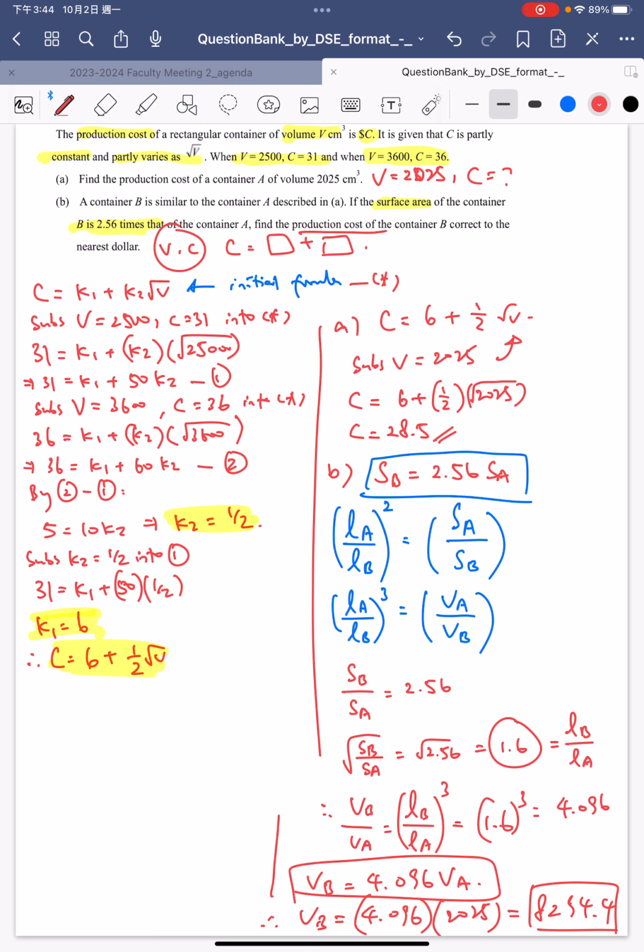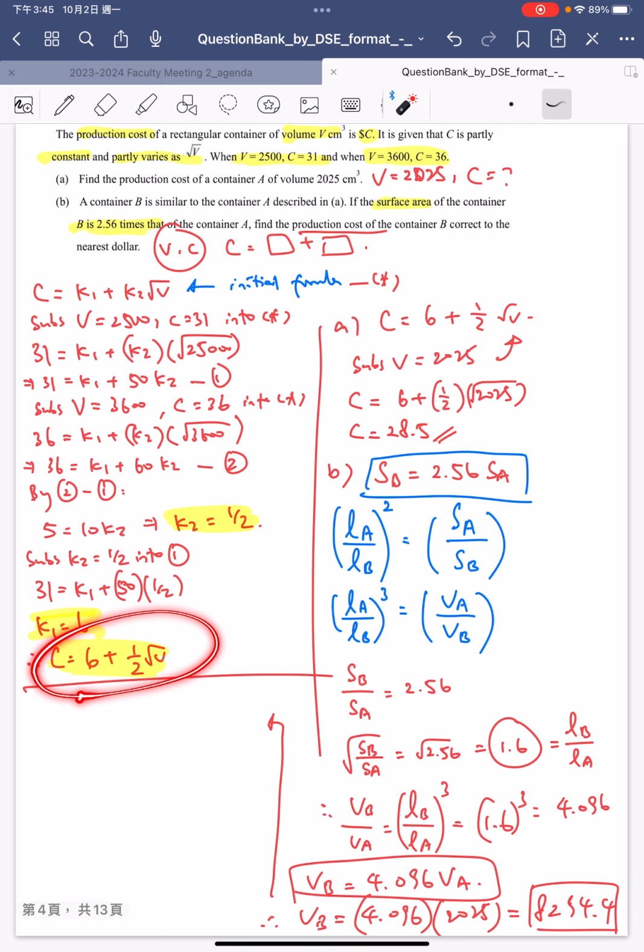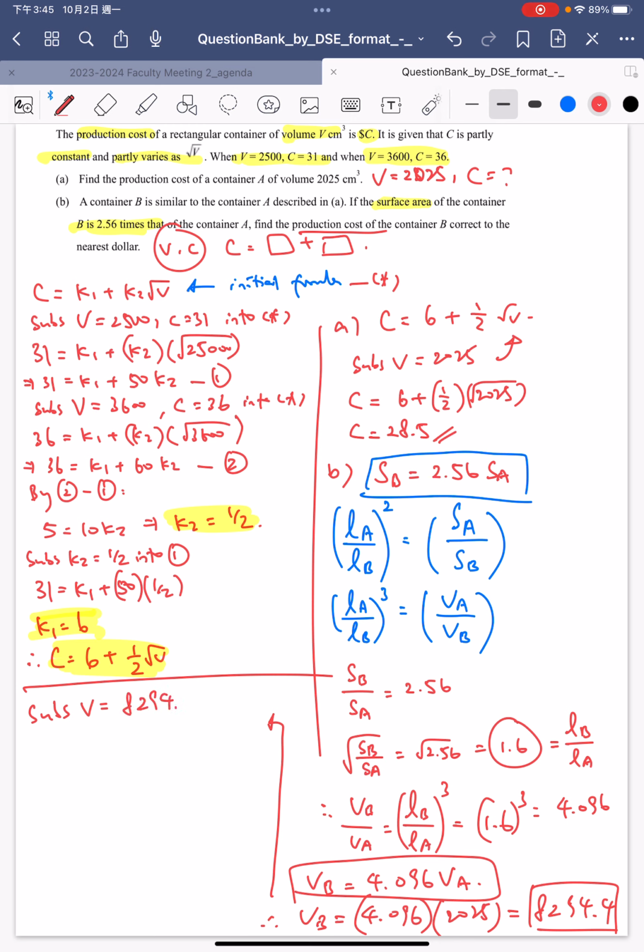So I'll just write it here, okay? So now we have the relationship between C and V. Using this equation, we now have the volume of B equal to 8,000 something. Which means that we can just substitute this value as the value of V. So we substitute the value of V equal to 8,294.4 into our equation here.